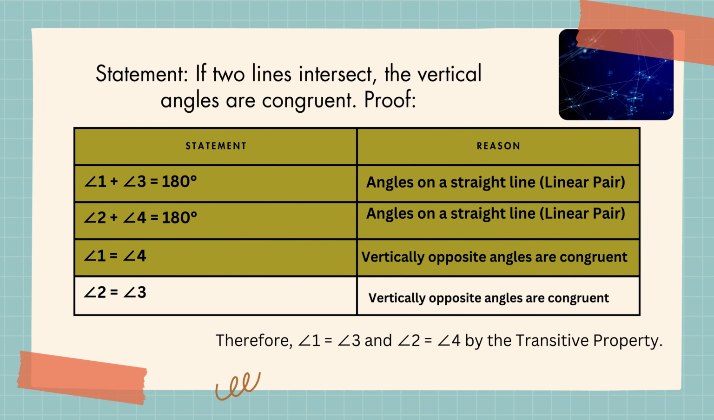Statement: if two lines intersect, the vertical angles are congruent. Proof: go through the table on the screen. Therefore, angle 1 equals angle 3 and angle 2 equals angle 4 by the transitive property.